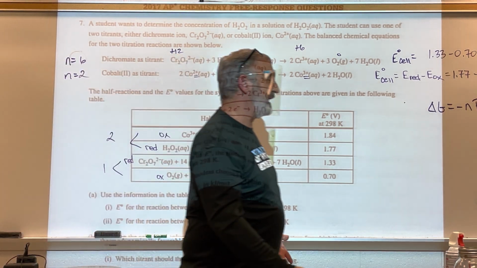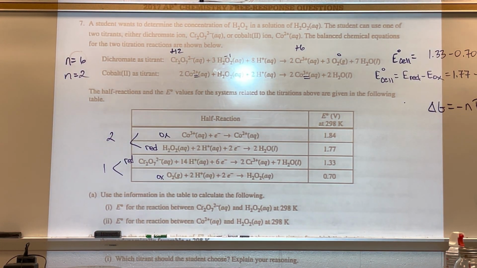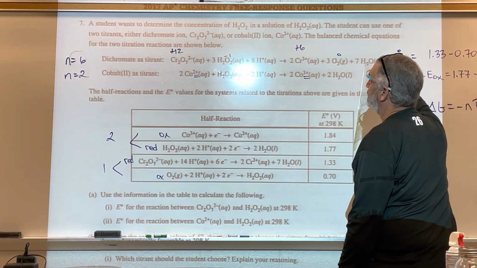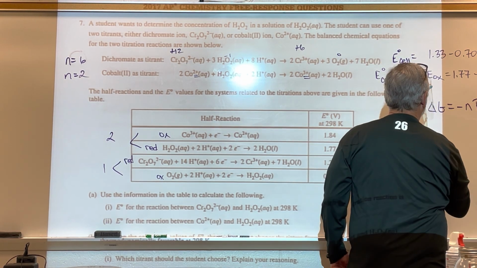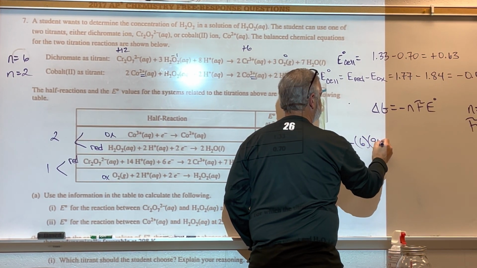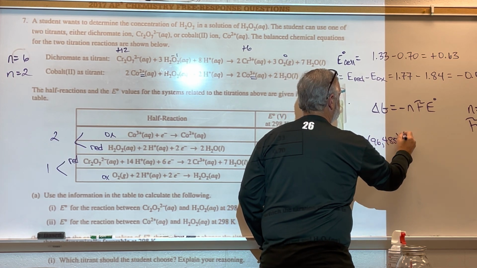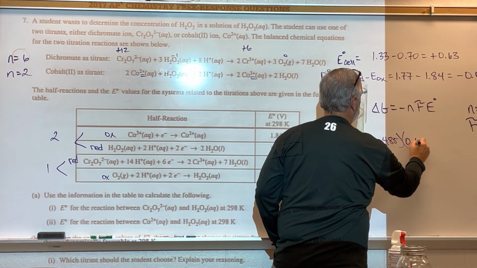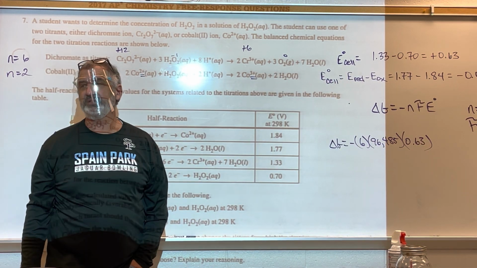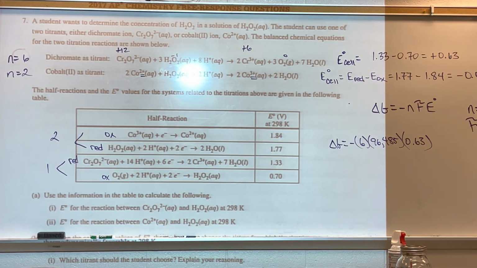They just want delta G for the reaction we picked, right? Okay? And we picked this one. So n is going to equal 6. So delta G is going to equal -6 times 96,485 times my E cell of 0.63. And that comes out in kilojoules per mole. And what does that come out to? I mean, it's just really plugging it in.